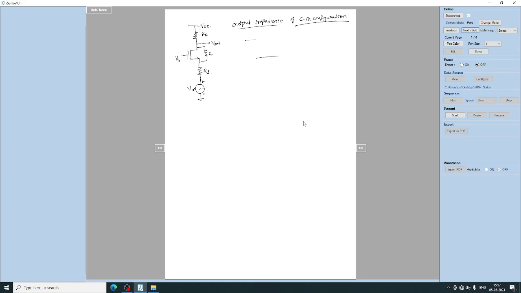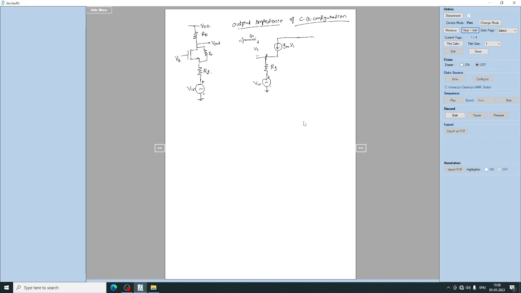So we have this is gm into V1. Say for example, this is V1. This is the gate terminal. This is the drain terminal. The gate is connected to AC ground for the AC analysis, and from the source terminal we have RS and then V in.